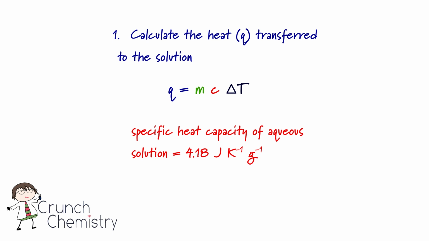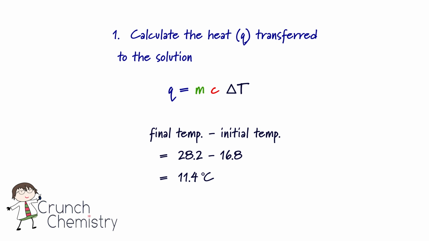We're going to assume that the specific heat capacity of our solution is the same as that of water, 4.18 joules per Kelvin per gram. Units are important, I'll come back to this in a minute. And the change in temperature is simply the final temperature of the solution, take away the initial temperature, and that came out to be 11.4 degrees.